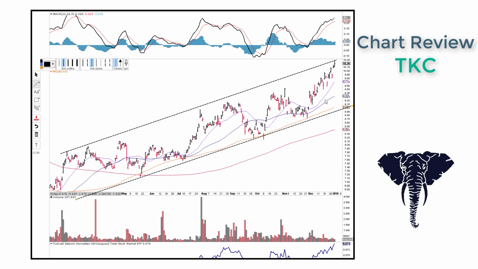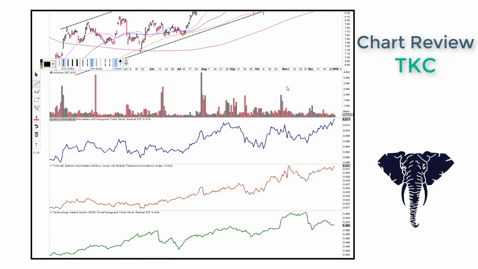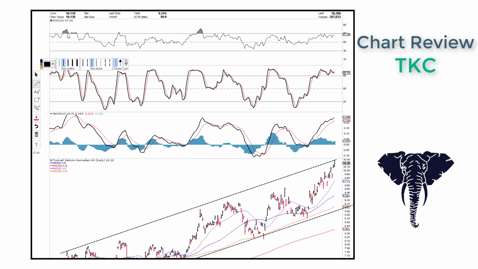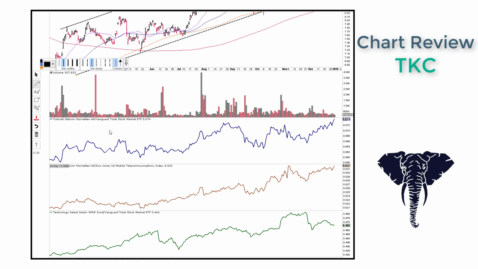Now, we'll look at volume in a minute, but anytime I look at a stock, I want to make sure that it has some positive relative strength. So I do look at its performance relative to the market and its industry. What we'll see here is that TKC has been outperforming the market. Relative strength-wise, we have a nice bullish trend, which says that it is going up at a rate faster than that of the Vanguard Total Stock Market Fund. So there's been positive relative strength.